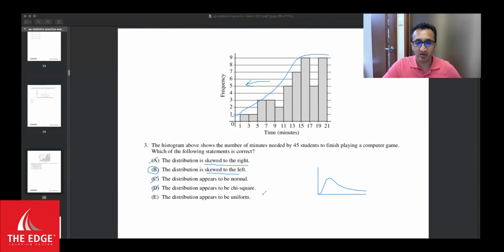Uniform is supposed to look like what? Uniform is supposed to be flat on top, or close to flat. Obviously, this is not the case here. So it is B as we thought, skewed to the left. So we'll stop here.